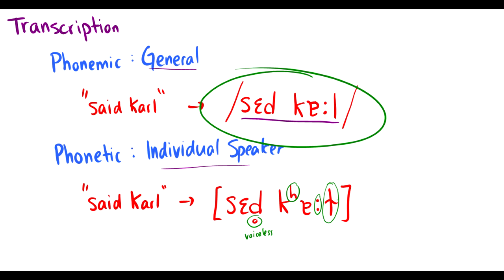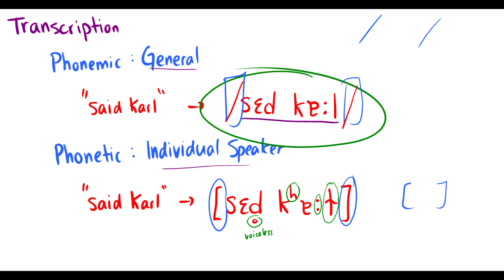There is a distinction too that I should point out. Phonemic always have the slashes, front slashes, around them, and phonetic always have the square brackets around them. So there is a difference, and it's important to be consistent.